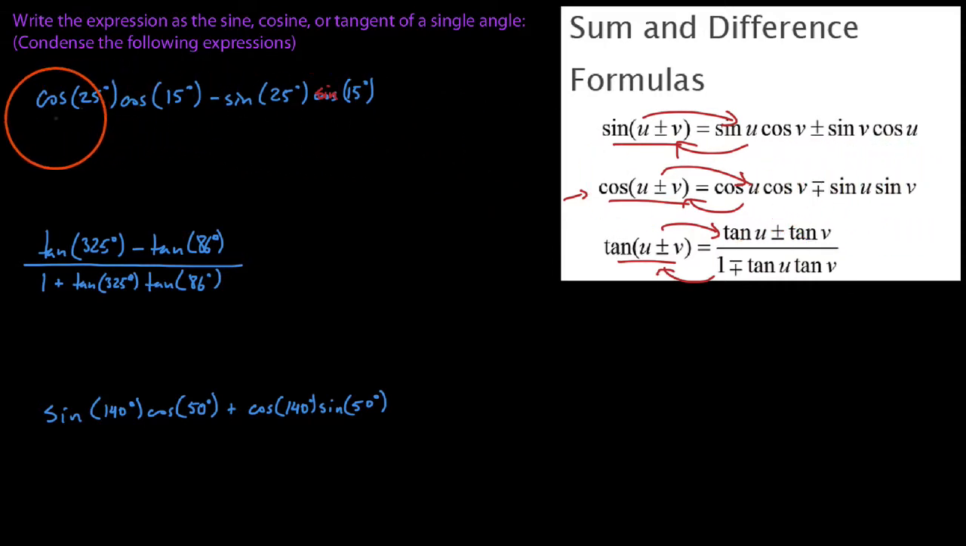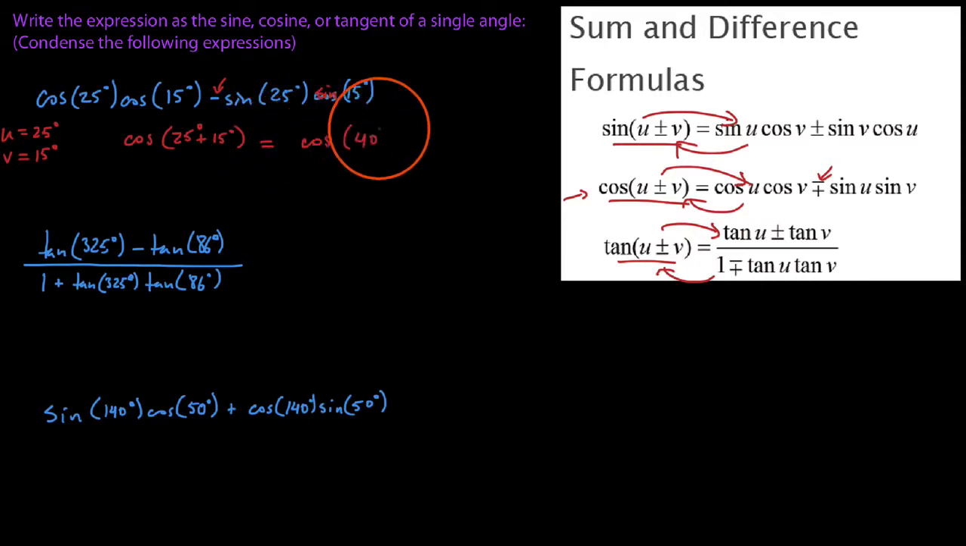We need to identify what our u and v are, and it looks like our u in this case is 25 degrees and our v value is 15 degrees. In this case, we have a minus here, or a subtraction sign, or a difference. Since that is backwards of what we would have in our condensed portion, this must be a sum. So this could be rewritten as the cosine of u plus v, where our u is 25 degrees and our v is 15 degrees. In other words, this original expression could be written as the cosine of 40 degrees.